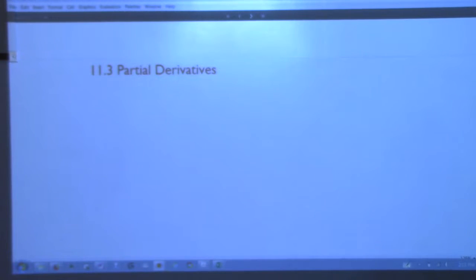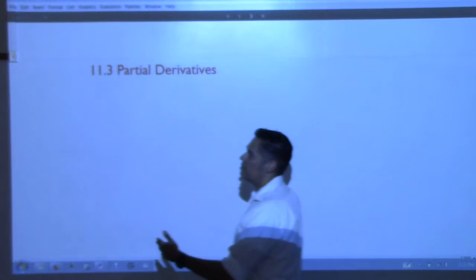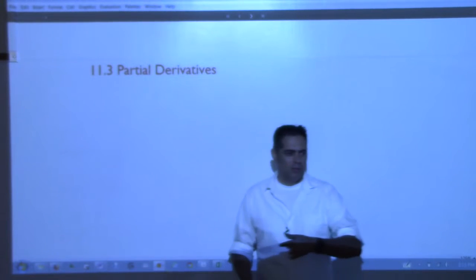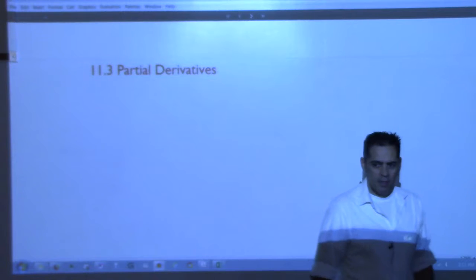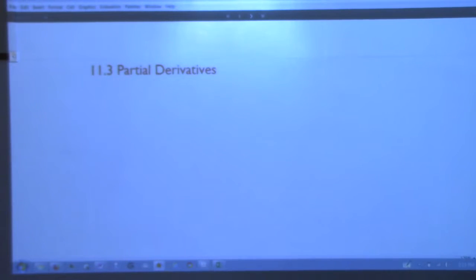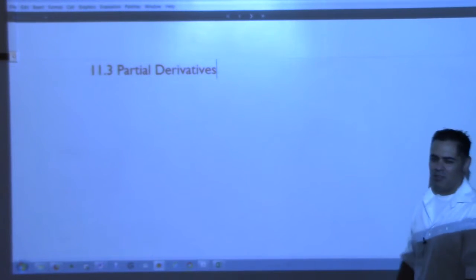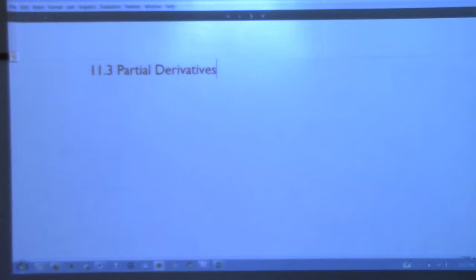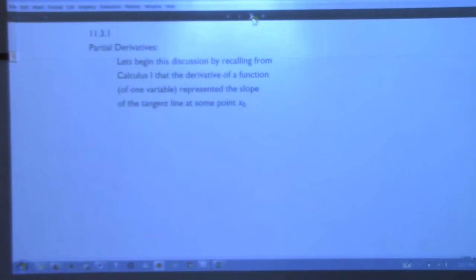Okay, so in Cal 1, what happened next? In Cal 1, you do limits, and you do continuity, and then you do derivatives. So that's what's next. Partial derivatives, though. So I guess we're not going to go full-fledged derivatives. We're only going to do partial. What are they talking about, partial derivatives? When you have two different variables, that's going to have an impact.